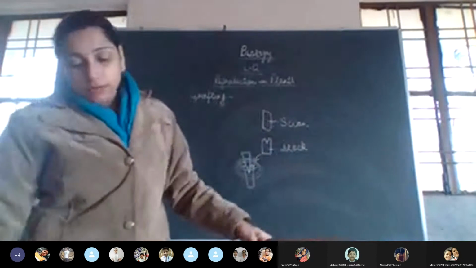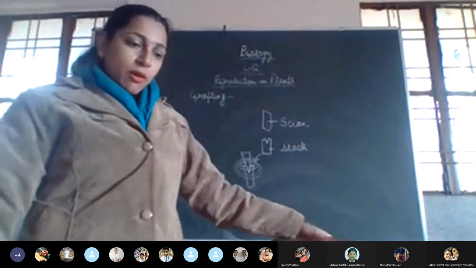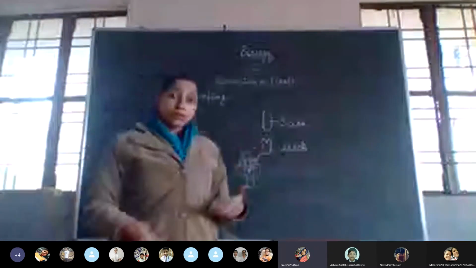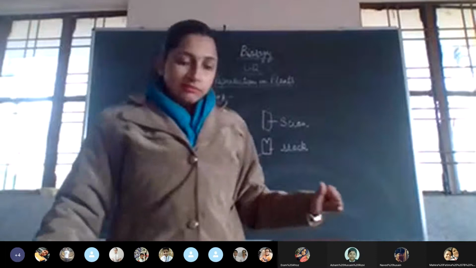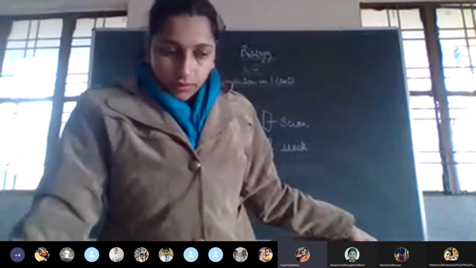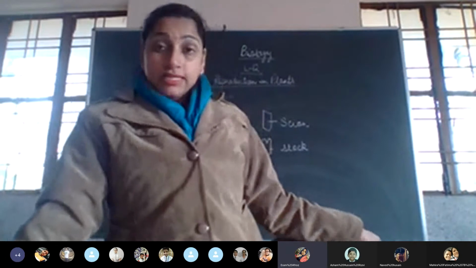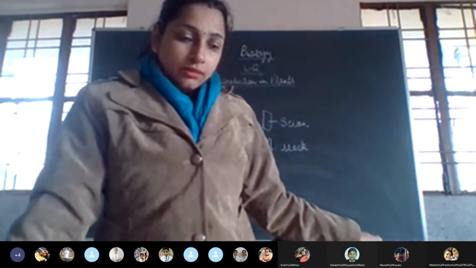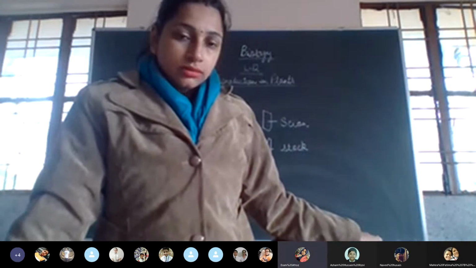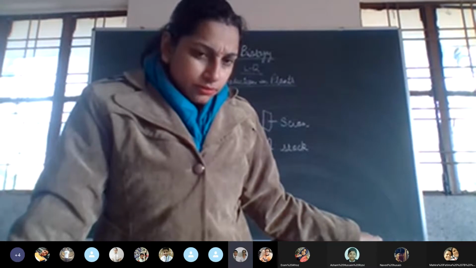So what is good from this? What is good about this? Ma'am, may I tell? Yes, please tell. Ma'am, in this we will get two things together, two varieties. Yes, that is what I said. Ma'am, for example, apple, rose.